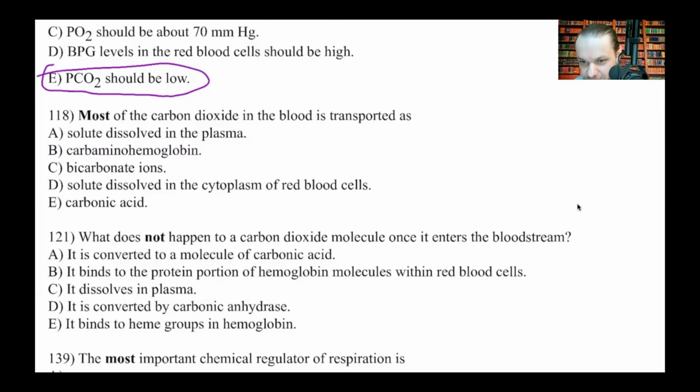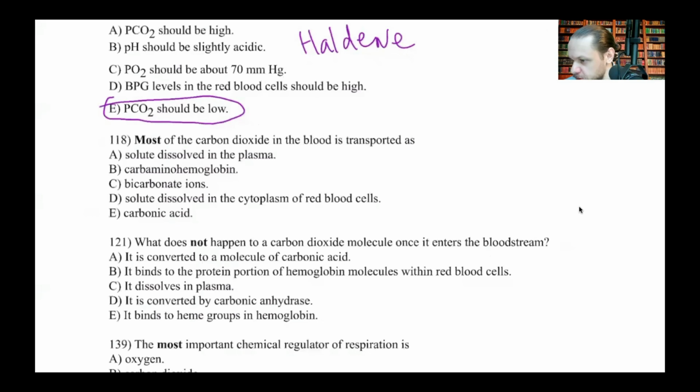Nikolai, quick question. Going back, for CO2, it's the opposite, right? CO2 is higher at the capillaries, and it wants to go from a higher pressure to a lower pressure. Yeah. So let me go back to the other stuff so you guys can see.